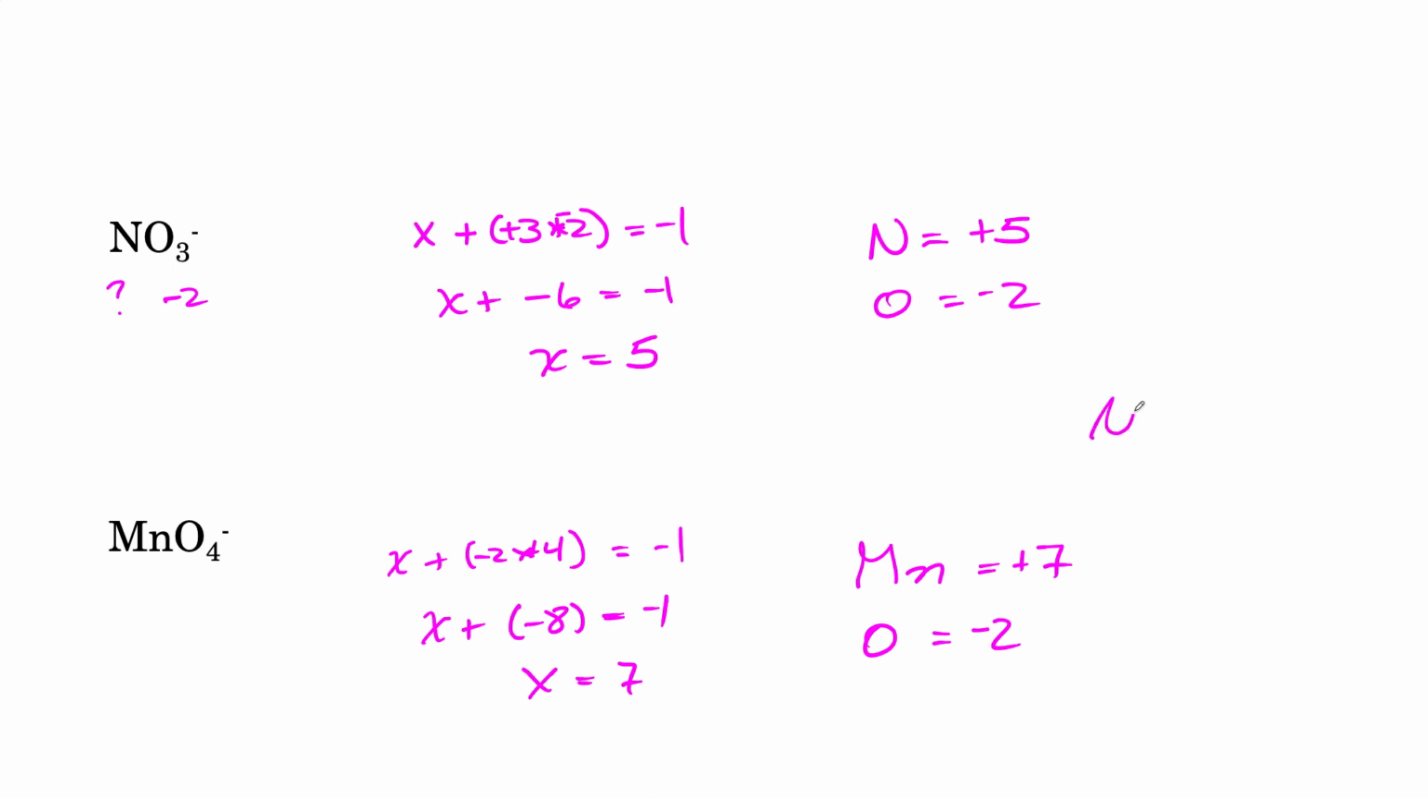Remember, if you have something like NiCl2, nickel chloride, chlorine is -1, so you got x plus -1 times 2 is equal to 0. x is equal to 2, and that's the oxidation number of nickel.